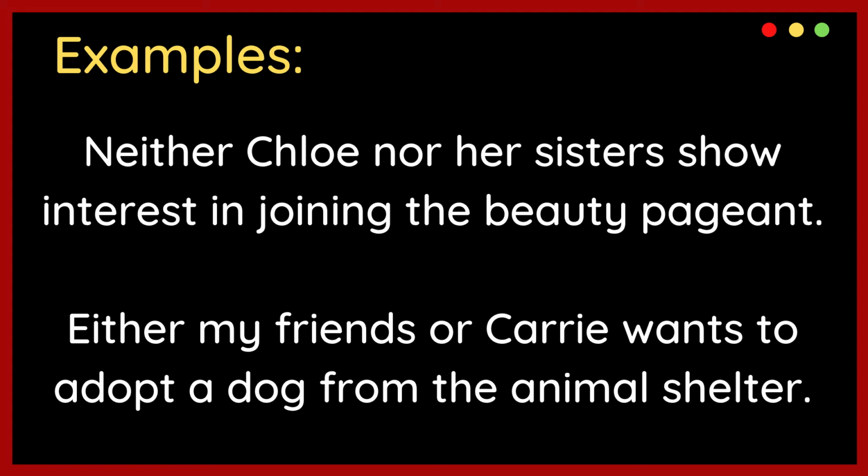In the first sentence, the subject nearest to the verb is sisters, which is plural. Therefore, the verb show is in base form. On the other hand, in the second sentence, the subject nearest to the verb is Carrie, which is singular, so one s is added to the main verb want.